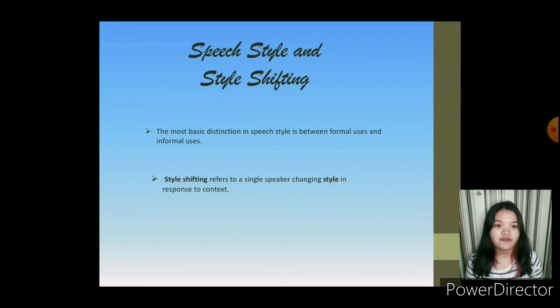Style shifting refers to a single speaker changing style in response to context. In addition, speech style has formal and informal uses. Sometimes they are called careful style and casual style.